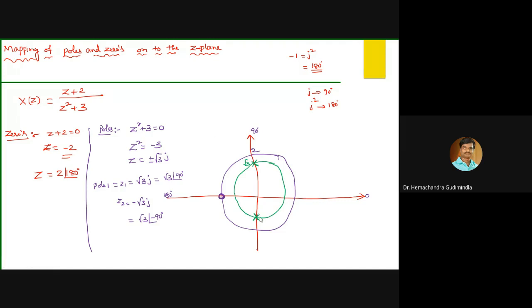Is it clear, everyone? Any doubt in this, the poles and zeros and how to map them?